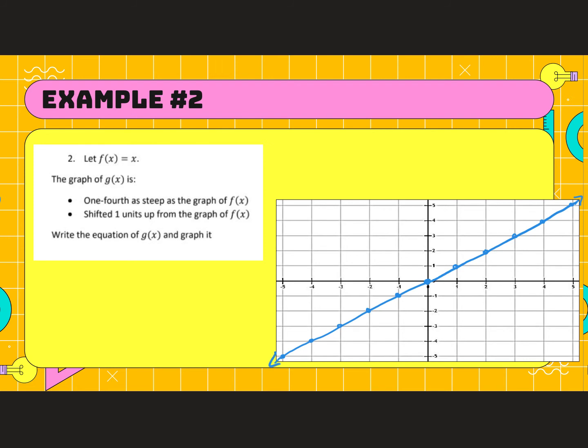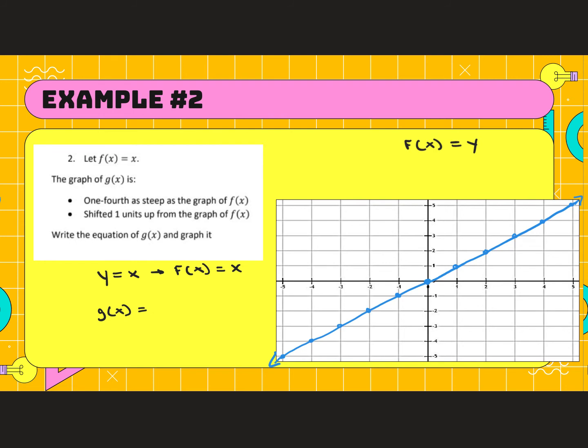All right, so again, we're starting off with our parent function of y equals x, or we can also say f of x is equal to x, because remember, f of x is the same thing as saying y. When we're talking about g of x, the graph is 1/4 as steep as the graph of f of x and is shifted 1 unit up from the graph.